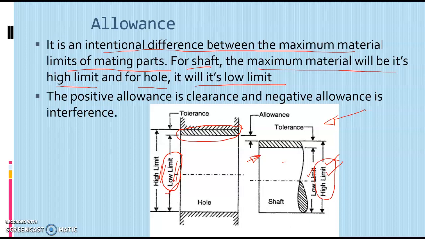The allowance may be positive or negative. The positive allowance is termed as clearance and negative allowance is interference. Otherwise, for an interference fit, the allowance will always be negative, and for clearance fits, it will always be positive.